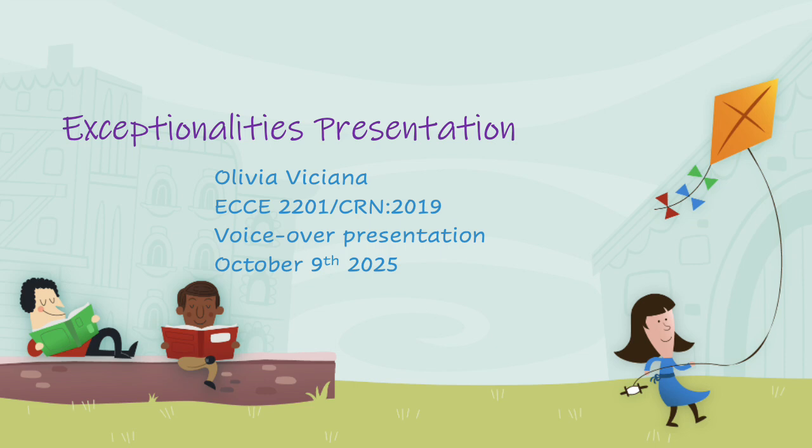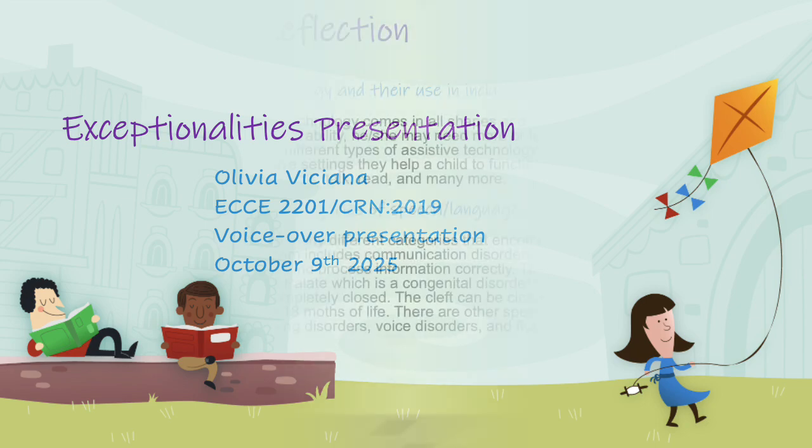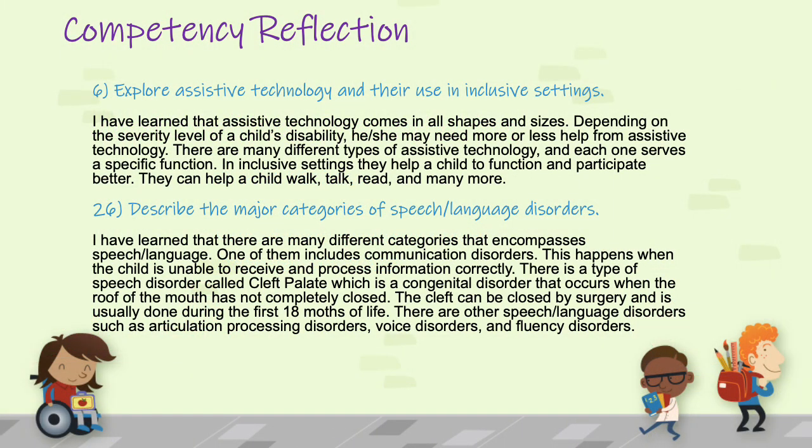Hi, my name is Olivia Vicena, and this final presentation covers what I have learned in my ECCE 2201 Exceptionalities course. Let's begin by talking about my two competency areas. The first one I chose is number 6, explore assistive technology and their use in inclusive settings.